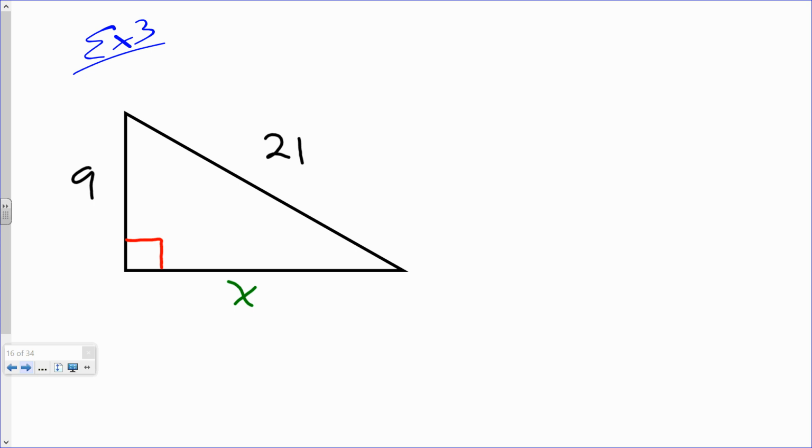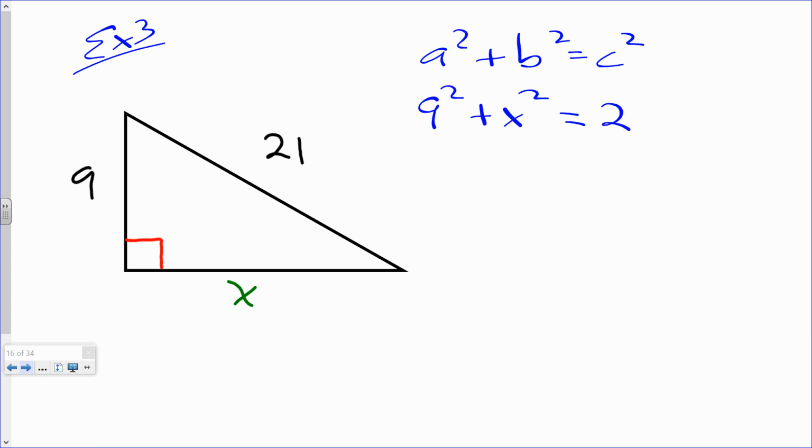Alright, here we go. It's a right triangle. It's got 90 degrees. So, I know this is true. I know the Pythagorean theorem holds for this triangle. Cortez, what are my legs here? 9 legs. Beautiful, here we go. 9 squared plus x squared is 21 squared.